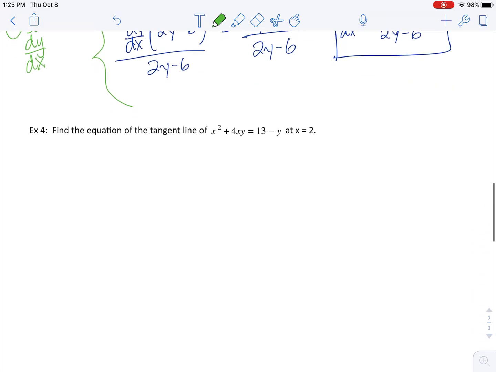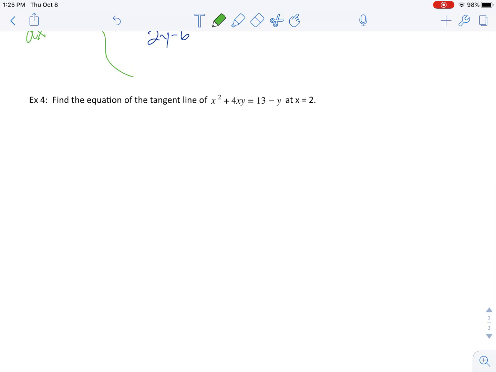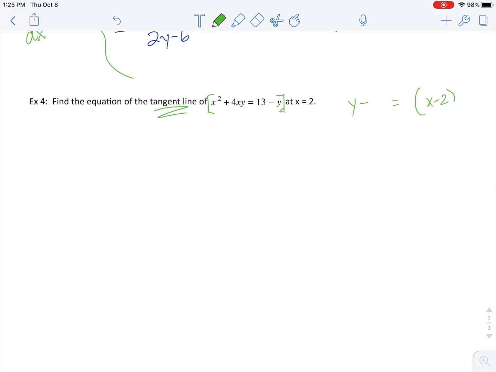Okay, example 4 here. Find the equation of the tangent line of x squared plus 4xy equal to 13 minus y. So here is the function, and we're trying to find the tangent line at x equals 2. So what I know so far is this: I have to figure out my slope, and I have to figure out my y value.